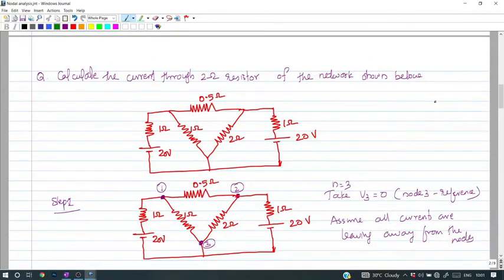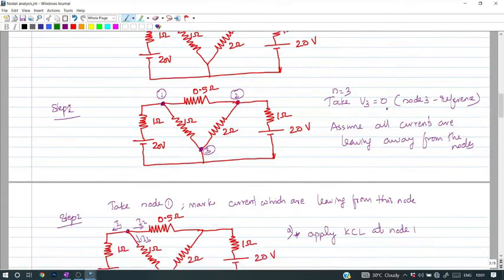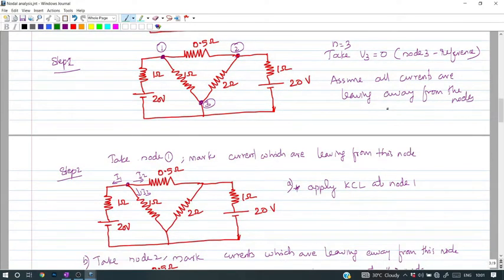So the first problem is calculate the current through 2 ohm resistor of the network shown below. As I mentioned earlier, the first step in order to solve a given electrical network using nodal analysis is identification of nodes. Here we need to identify the number of nodes. So nodes we need to take as the junction where more than 2 elements are met. So here also a node will come. Here one voltage source and resistor is meeting. So this is also one node. But in nodal analysis, we are taking node as a junction where more than two elements are meeting. So this is first node, this is second node, this is third node.